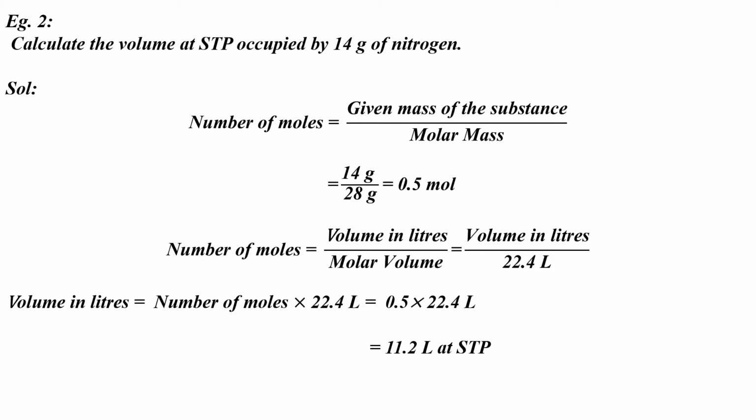Such problems can be solved in two steps. In the first step, we should calculate the number of moles of nitrogen in 14 grams. For this, we could either use the formula number of moles equals given mass of the substance divided by molar mass, or you could also use the formula number of moles equals given mass of the substance divided by gram molecular mass. We know nitrogen exists in nature as dinitrogen, which is again a molecule. Hence, we use either molar mass or gram molecular mass in the denominator. We know gram molecular mass of a substance is numerically equal to its molar mass.